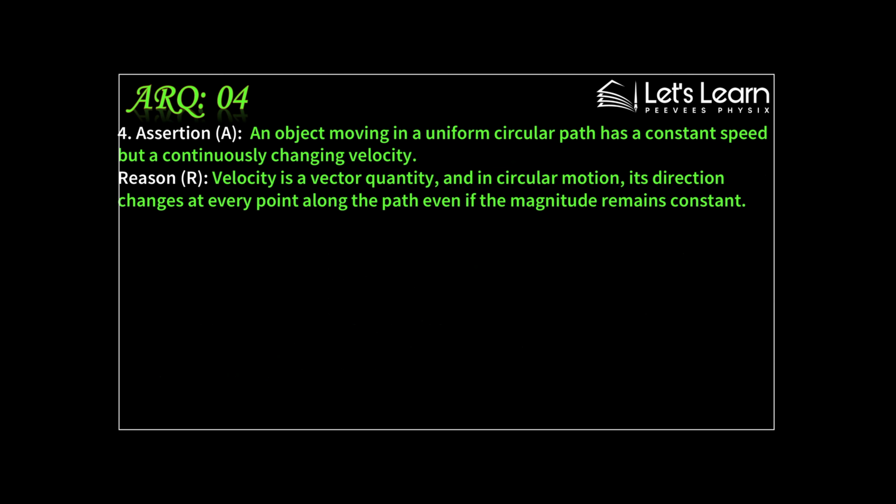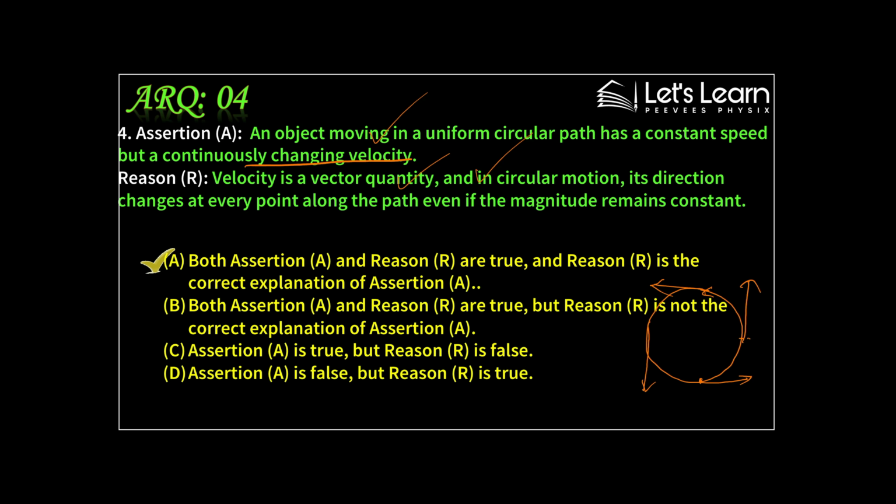ARQ number 4. An object moving in a uniform circular path has a constant speed. Let's see. Something is moving in a circular path, constant speed, but direction of velocity continuously changes. Assertion is true. And let's read the reason. Velocity is a vector quantity. Yes. In a circular motion, the direction changes at every point, even though the magnitude remains the same. This is also true. And reason is the correct explanation for assertion. So the choice A is correct.